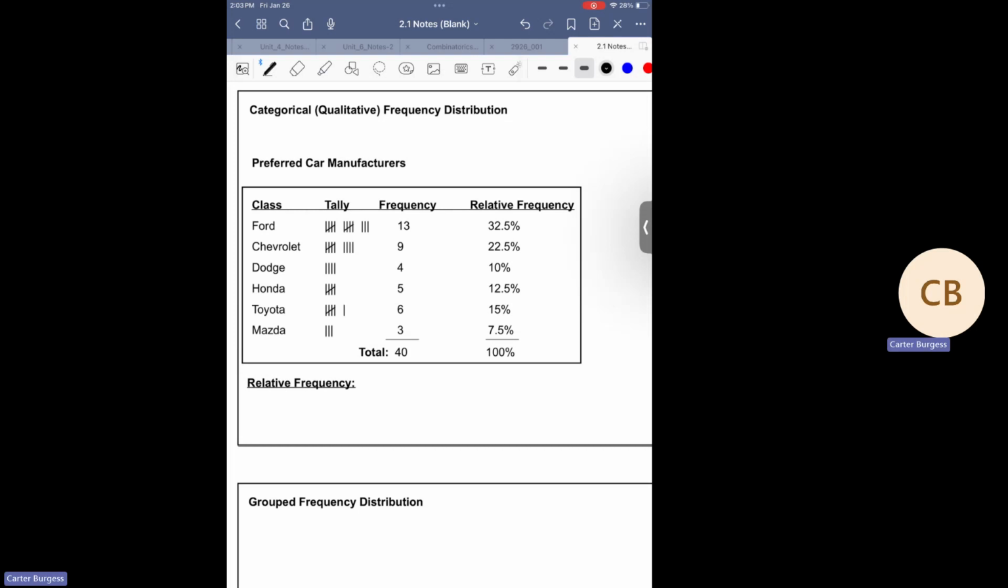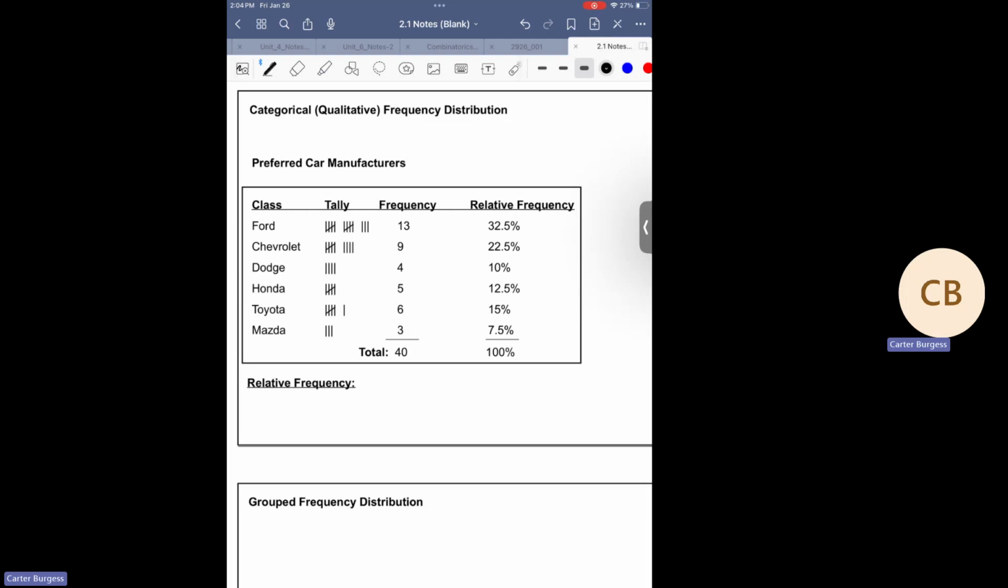On its own, frequency is not very helpful. 13 could be a really big frequency, or it could be a really small frequency. It depends on the number of people we ask. Right? If I ask 15 people and 13 of them say Ford, that's a really, really overwhelmingly large frequency. If I ask 10,000 people and 15 say Ford, that communicates something very, very different. So frequency alone is generally not the important value that you're going to see here.